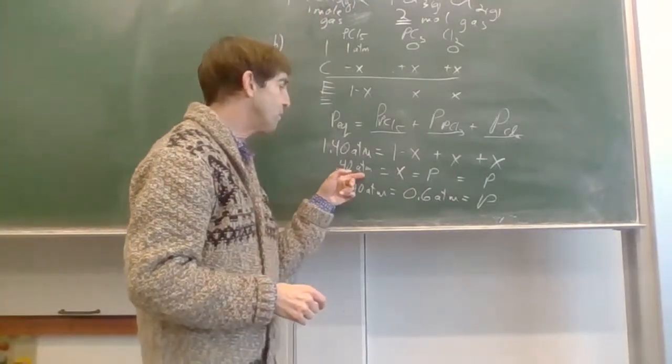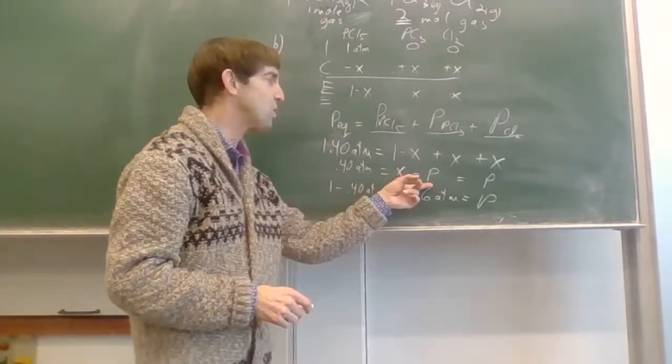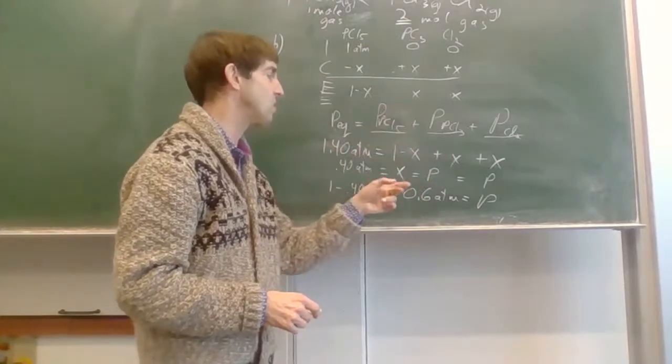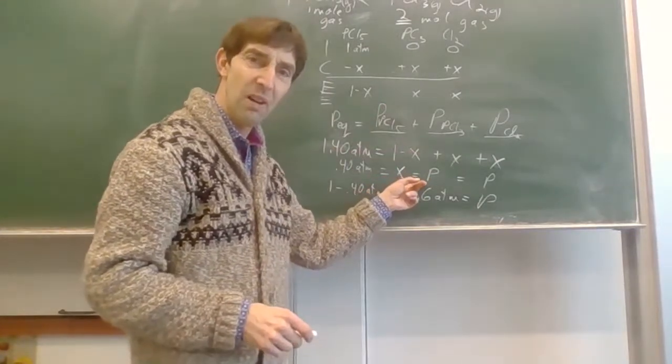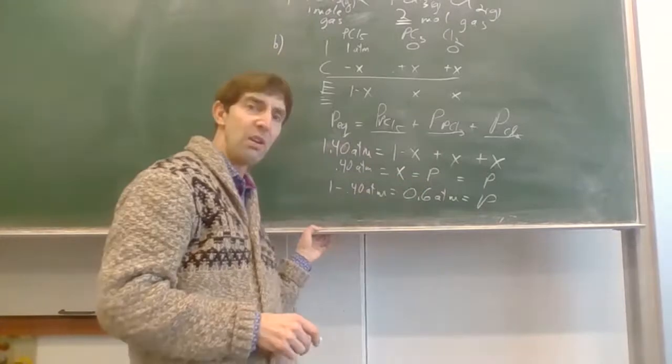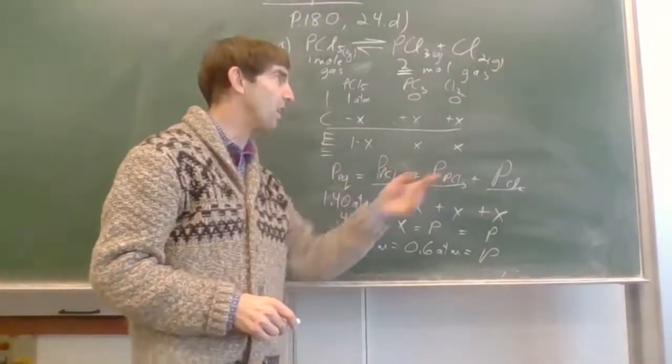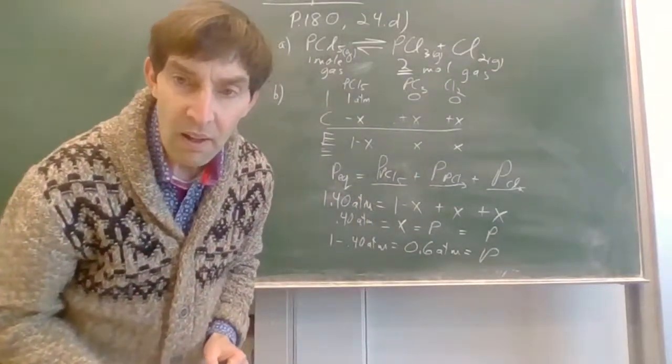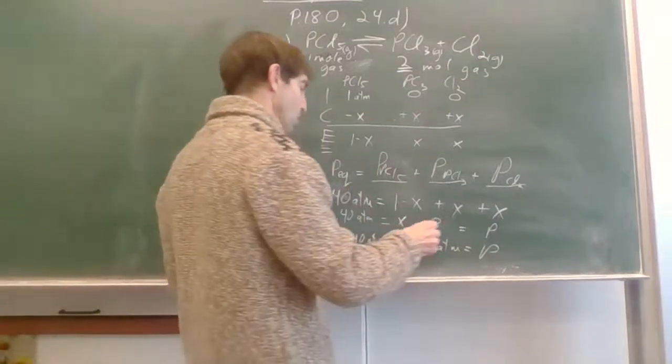Okay, the 0.4 atmospheres, that's the pressure of which ones then? Go back and look at your ICE table. Where's X? What is X? X is the pressure of what and what up here? Thank you. Okay, I got one person out there.